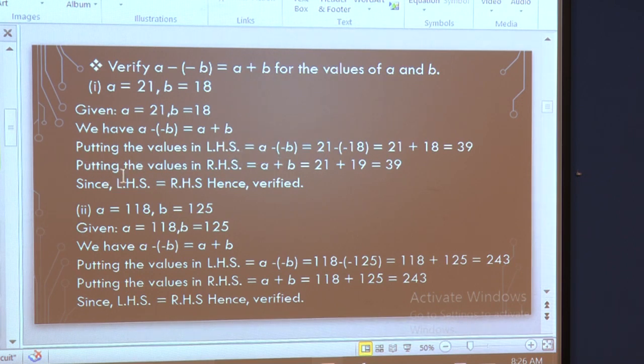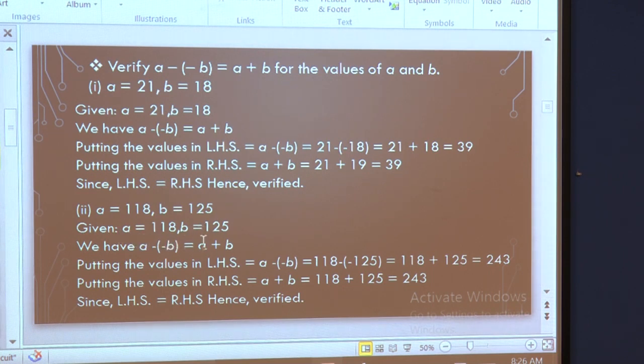Now, we will see putting the values on the right hand side. The right hand side is A plus B. So, we write A plus B is equal to, what is the value of A again? It is 21 plus B is 18. So, 21 plus 18 is equal to 39. Here we have positive integers, so it is easy to add. So, now we have proved that this 39 of LHS and this 39 of RHS are equal. Now, in another example we will see that A is equal to 118 and B is equal to 125.